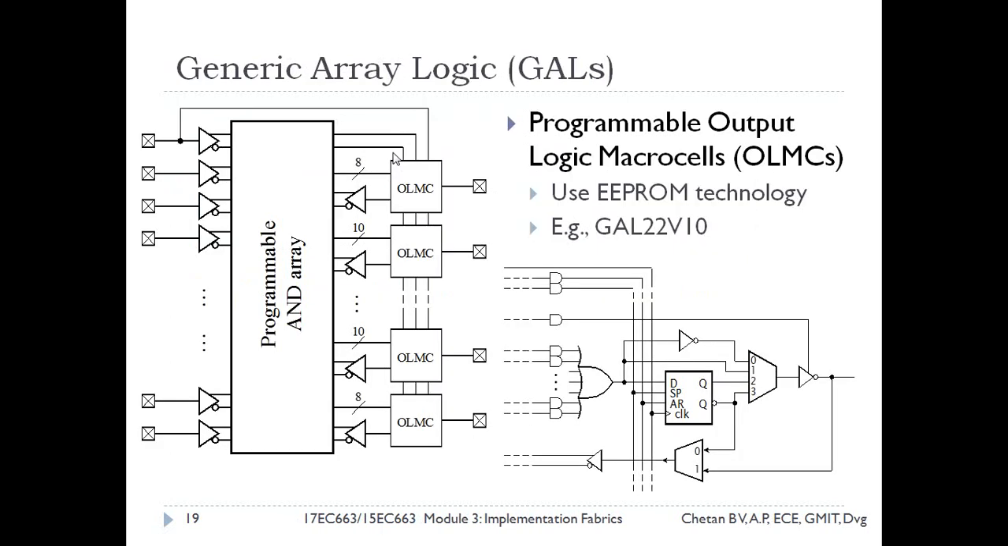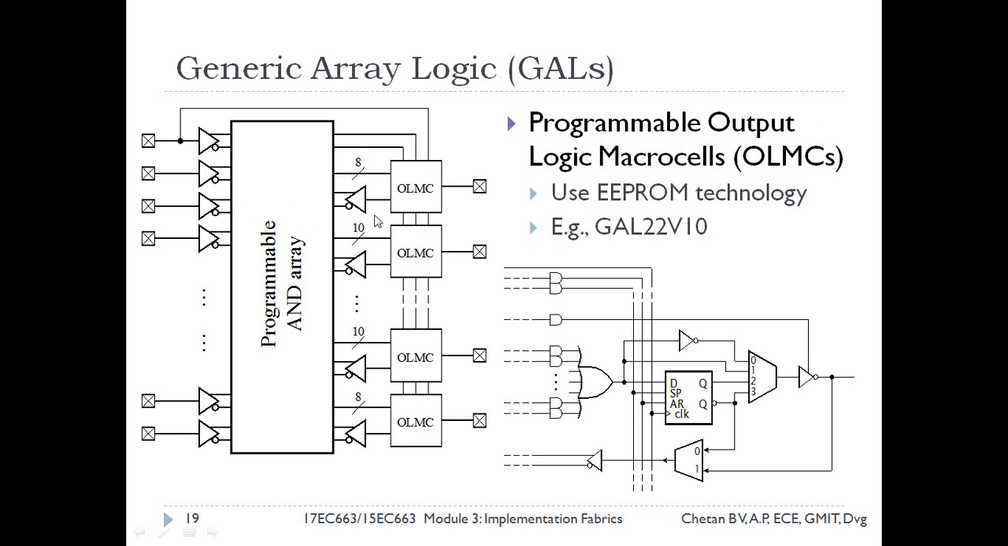Next topic is generic array logic. Generic array logic or GAL is an advancement of PAL. This is the general structure or architecture of one of the GALs, the device GAL22V10. Here you can observe the programmable AND array or grid is still present, and we have the input buffers. Each buffer can produce the input and also the complement of the input.